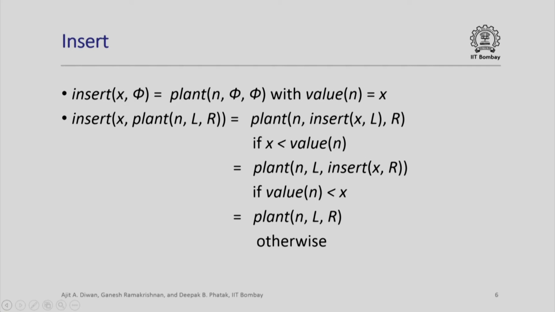If value of n is less than x, then we insert it in the right subtree. So we will plant n, L will remain as it is, the right subtree will be obtained by inserting x in R. This is if value of n is less than x. Otherwise we do not change the tree at all. Essentially it means x already exists in the set. So inserting an already existing element does nothing. So we get back the same tree with the same left and right subtrees here.